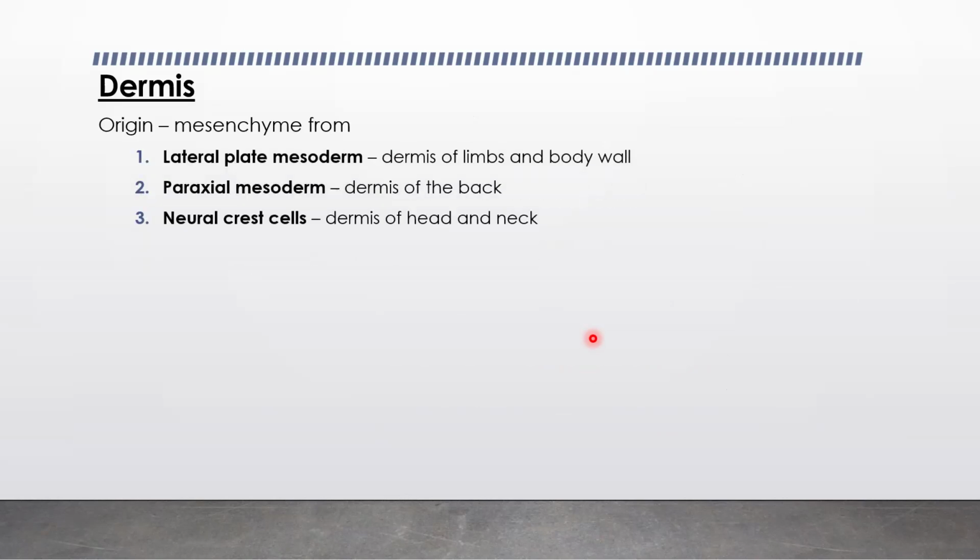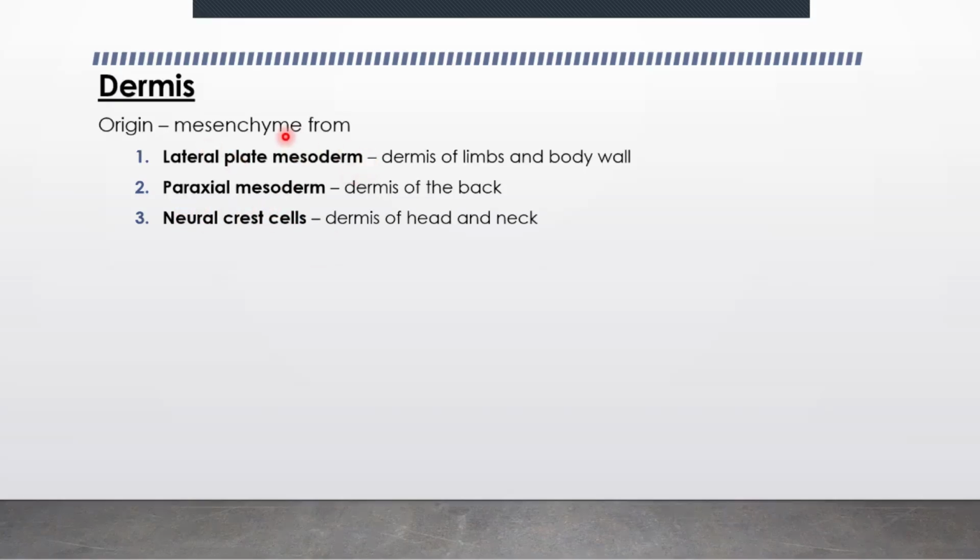Then you talk about the dermis. The dermis comes from mesenchyme. Remember, we talk about the dermis coming from the mesenchyme, but this mesenchyme comes from three locations: the lateral plate mesoderm, the paraxial mesoderm, and the neural crest cells. The lateral plate mesoderm will form the dermis of the limbs and the body wall. So upper limb, lower limb, and body wall, meaning the trunk, except the back. The paraxial mesoderm will give us the dermis of the back. And the neural crest cells will give the dermis of the head and neck.